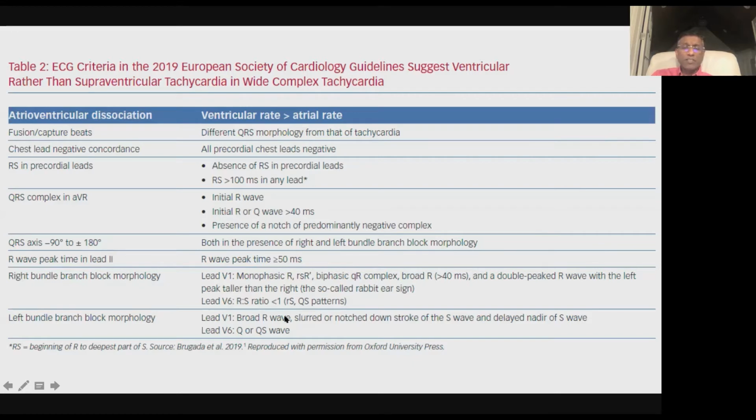Same story for left bundle. We already talked about this. If you have a big fat R wave in a left bundle type, and you have a slow downstroke, delayed nadir of the S wave, then all of those are going to be VT. In right bundle, instead of RSR prime, if you have an R being tall and the R prime being short, that is the left side or the left rabbit ear being taller than the right, then that's atypical and more in favor of VT.